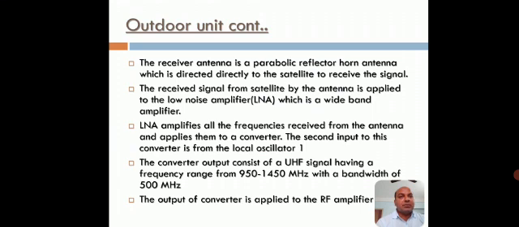The signal received from the satellite by the antenna is applied to the low noise amplifier, which is a wideband amplifier. The LNA amplifies all the frequencies received from the antenna and applies them to a converter. The second input to this converter is from local oscillator 1. The converter output consists of a UHF signal having a frequency range from 950 to 1450 MHz with a bandwidth of 500 MHz. The output of the converter is applied to the RF amplifier.